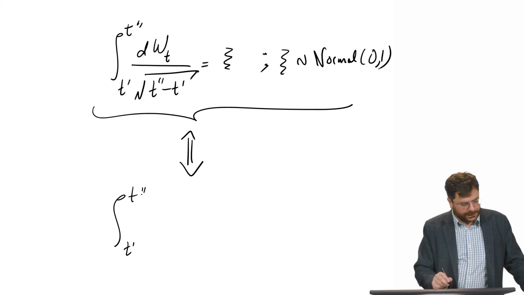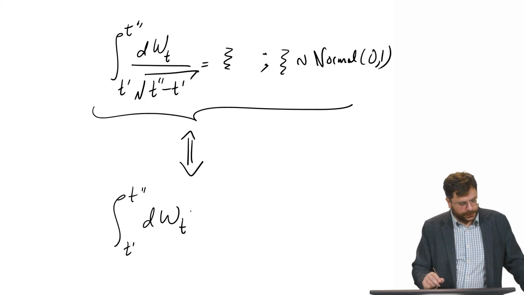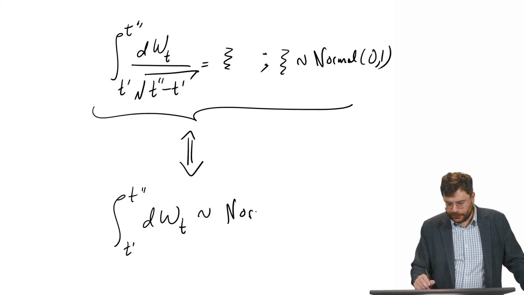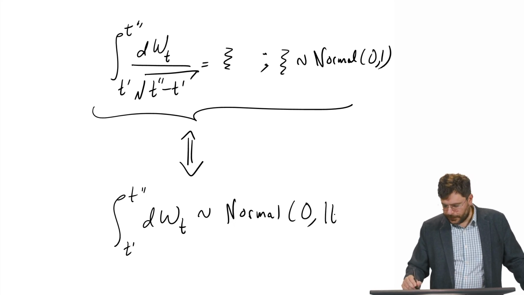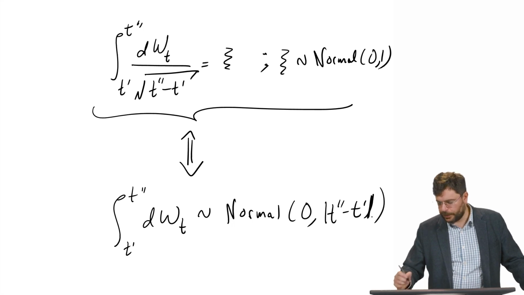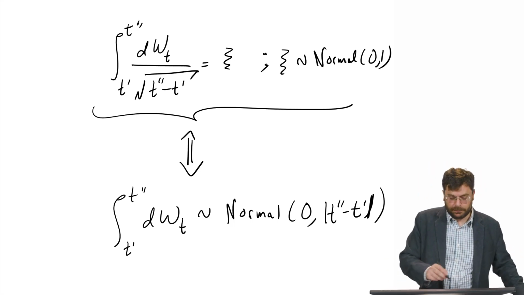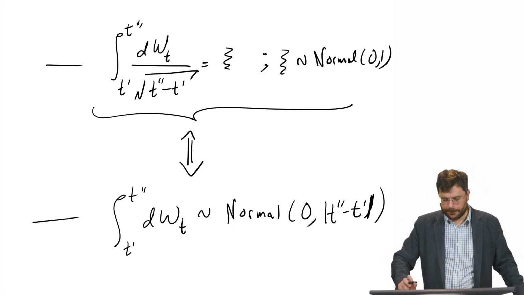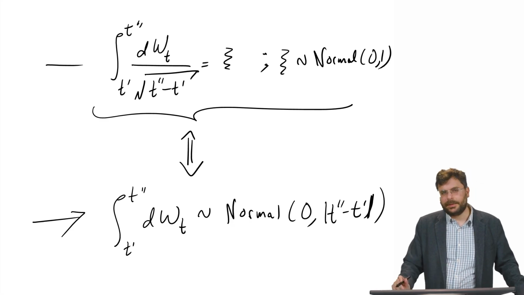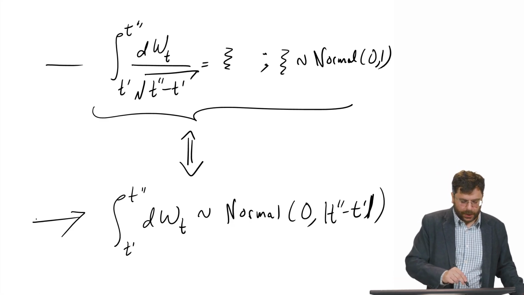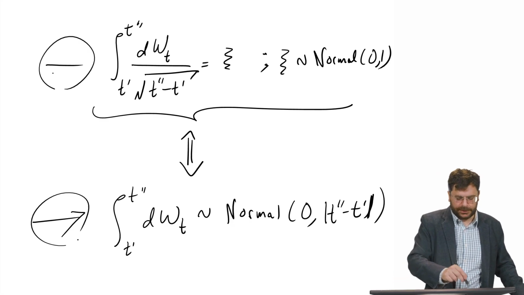The integral from t prime to t double prime of dWt is drawn from a normal distribution with mean 0 and variance equal to the absolute value of t double prime minus t prime. Okay, so let's talk about this one first, because it may be more intuitive, and then show why it is equivalent to this one here.